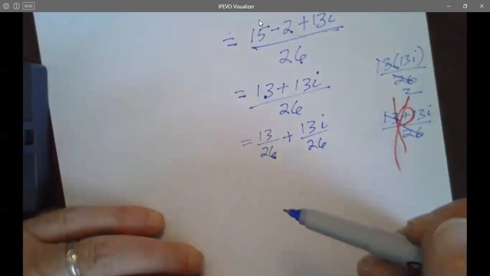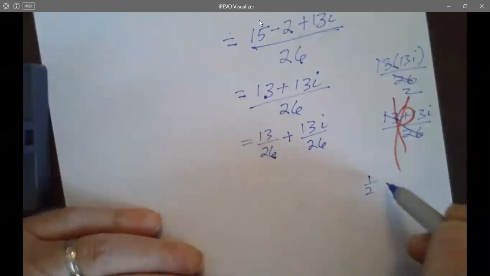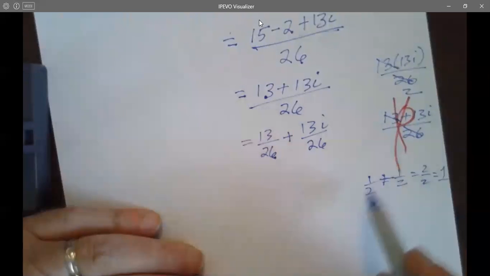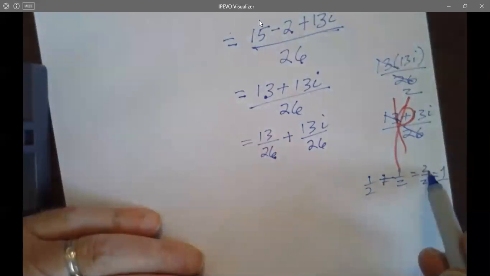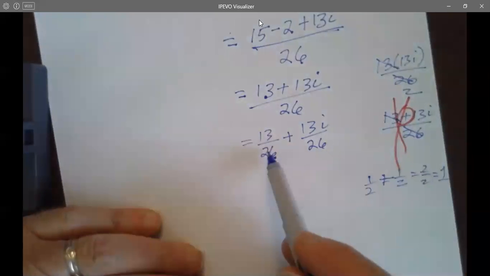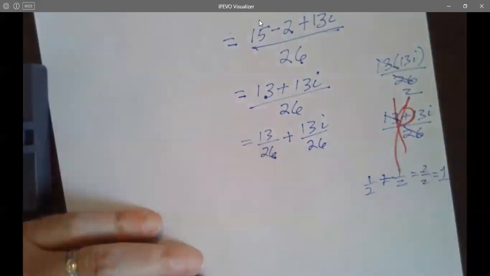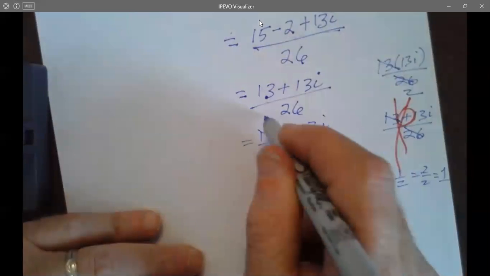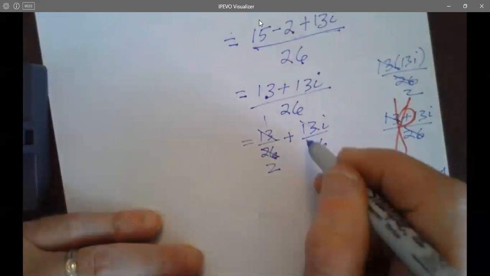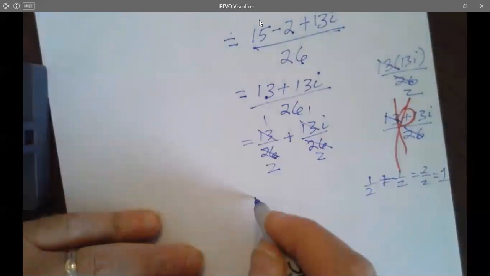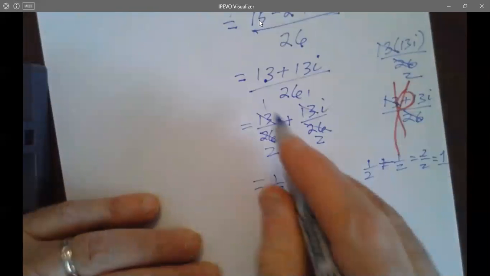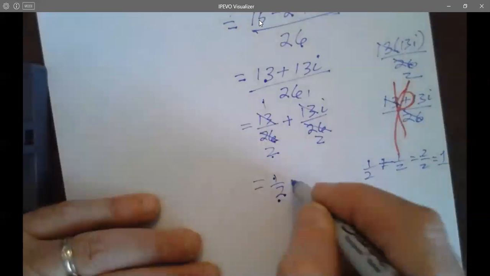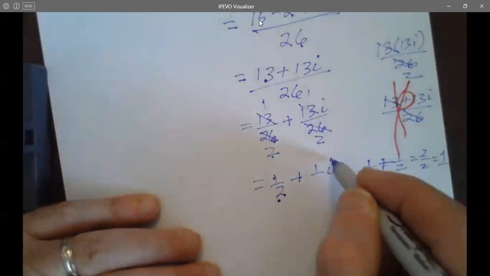Just like 1/2 plus 1/2 is 2/2, which is 1, right? When you're adding, you're combining. Well, here you're splitting, because it's the same denominator. So 13 can go into 26 2 times. 13 goes into itself once. And we can do the same thing with the other one. So we end up with 1/2, because we got a 1 in the numerator, 2 in the denominator, plus 1 in the numerator, i, 2.